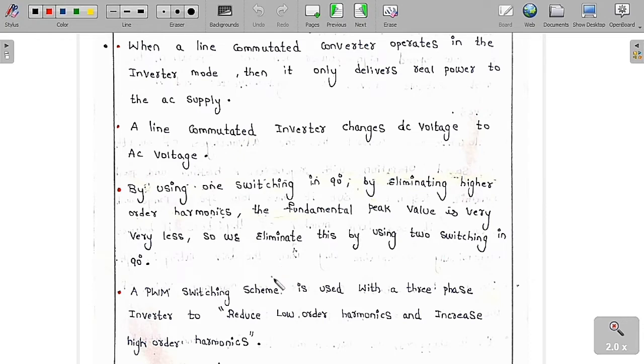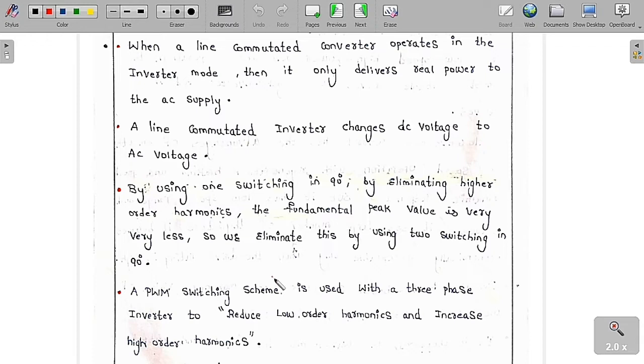So what is going to happen is basically, if you are going to increase the switchings in 90 degree, then the lower order harmonics are going to get decreased and the higher order harmonics are going to get increased. Because the peak values of the lower order harmonics are going to get decreased, whereas the peak values of the higher order harmonics are going to get increased. That is the meaning of this one.